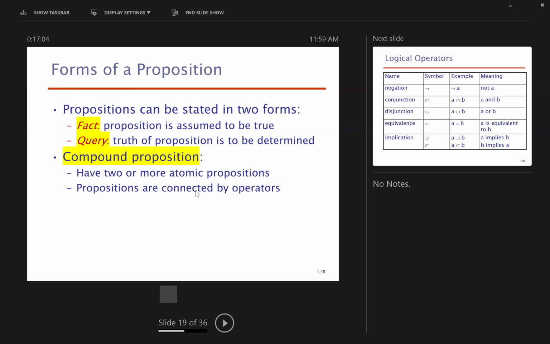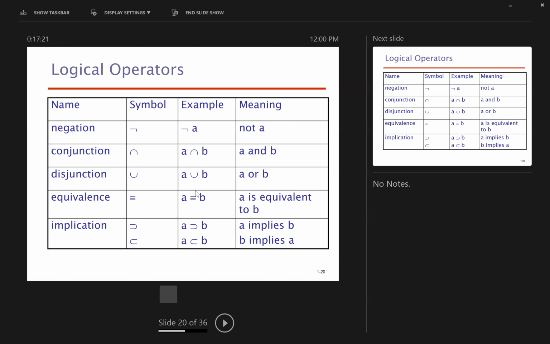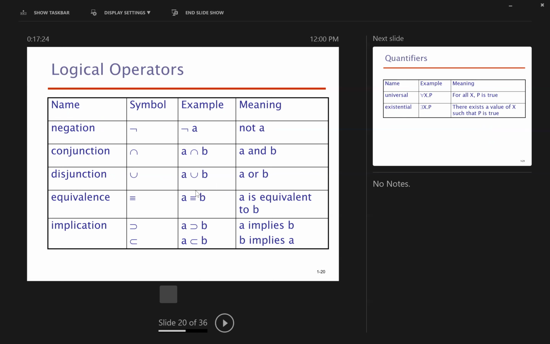Then a query will be the truth of a proposition. That is, a query is what I want to find the result of. So I query the system, and again, my query will be true or false, whatever I want to do. Again, we're going to see examples soon. And I think we went through all this.